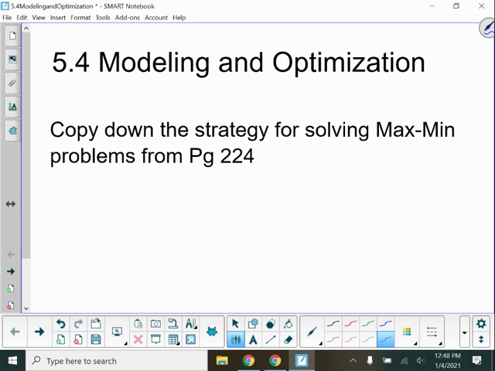Going to go through the notes for 5.4, modeling and optimization. The first thing I would like you to do in your textbook on page 224, I want you to copy down the strategy for solving max-min problems.